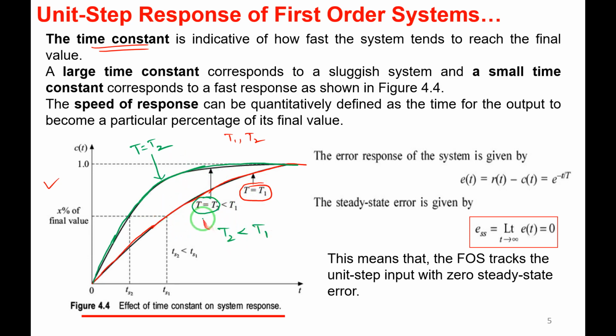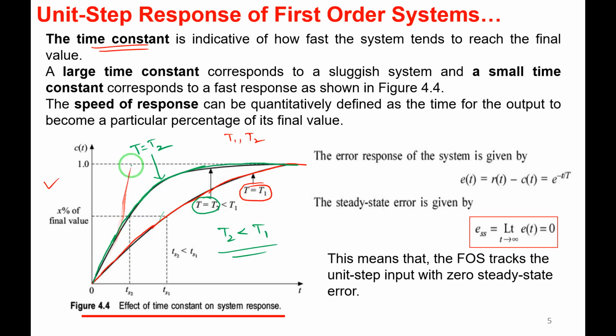If the time constant is less, you can observe here the system responds very fast and tries to achieve the final value at the earliest. If the time constant is large, that is T equal to T1, the system slowly rises and achieves the steady state later. The response of the system is slower whenever the time constant is large, but the system will be fast whenever the time constant is less. I hope you have understood this.